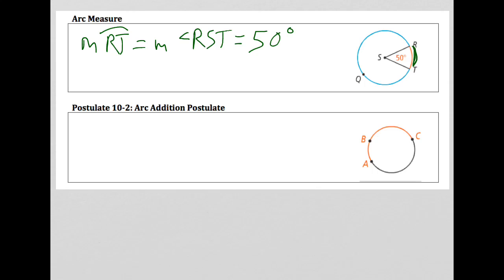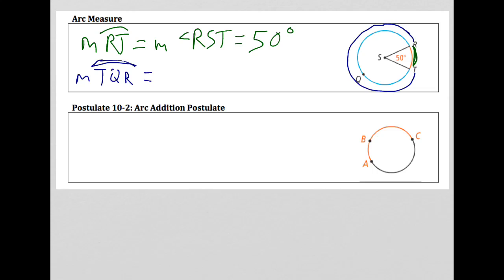Now the question is, instead of figuring out what RT is going this way, how about we figure out the length of RQT, that arc right there. Alright, and it's much like when you're doing angles, where you're trying to figure out the size of an angle. If you have two angles that are put together, if you know one, then you can figure out the other one just by taking the whole thing minus that little one.